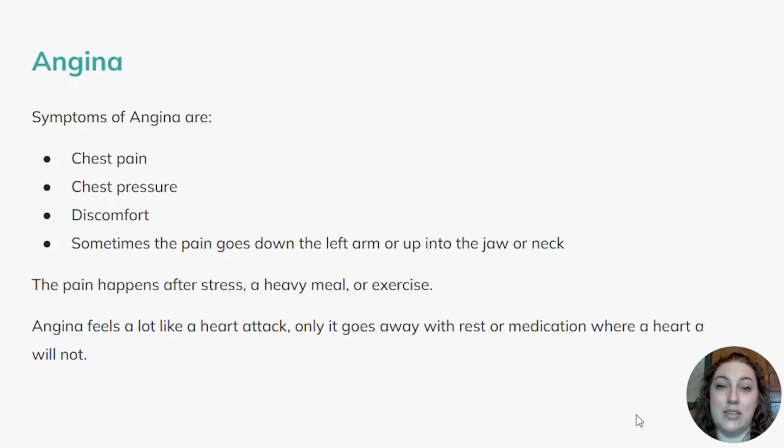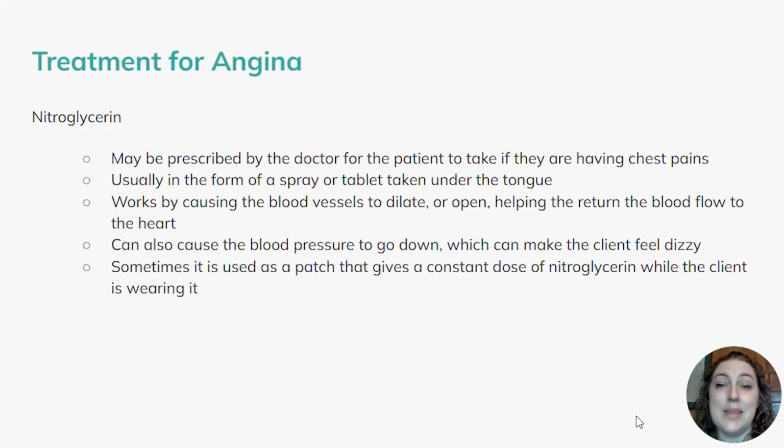Symptoms of angina are chest pain, chest pressure, discomfort, and sometimes the pain will go down the left arm or up into the jaw or the neck. This pain usually happens after stress, a heavy meal, or exercise. Angina feels a lot like a heart attack, but it goes away with rest or with medication, while a heart attack won't go away. The main treatment for angina is something called nitroglycerin.